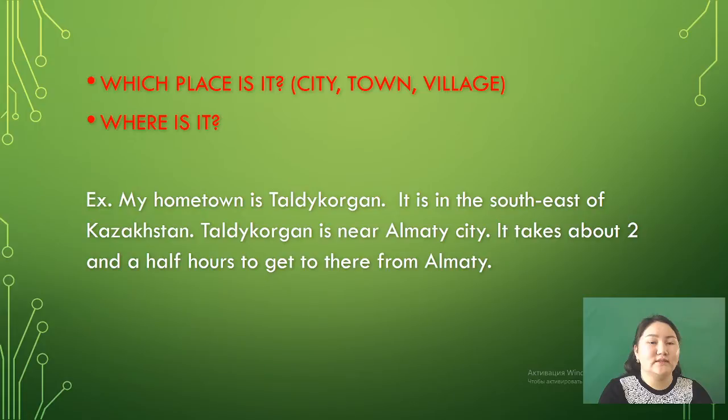So first of all, when you start your speech, you could start with simple sentences, just saying the name of the place and where it is located. So let's look at an example. My hometown is Talkurgan. It is in the southeast of Kazakhstan. Talkurgan is near Almaty city. It takes about 2.5 hours to get there from Almaty. And also you can add some more details.